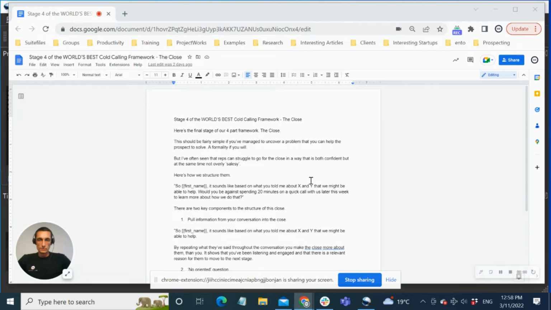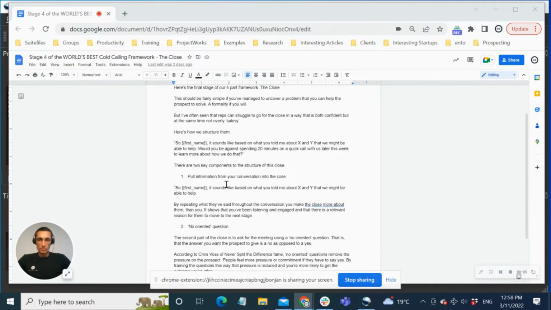Let's jump onto the computer and I'll walk you through the key elements of the close. The close has two components. One is pulling information that we've gathered from our conversation into the first part of the close. And the second is structuring the request for a meeting, the way that we ask that question, in the form of a no-oriented question. What that looks like when you combine those two things is something like this.